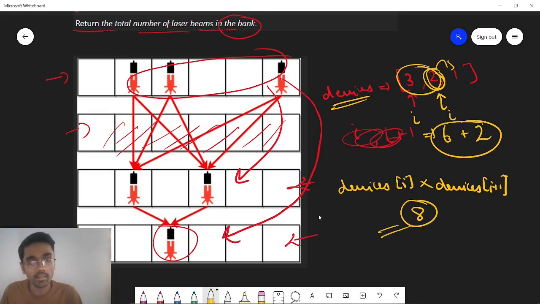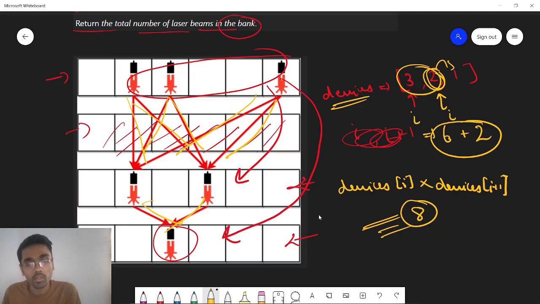Now if you check the image also, there are a total of 8 lasers: 1, 2, 3, 4, 5, 6, 7 and 8. So there are a total of 8 lasers formed by these devices.